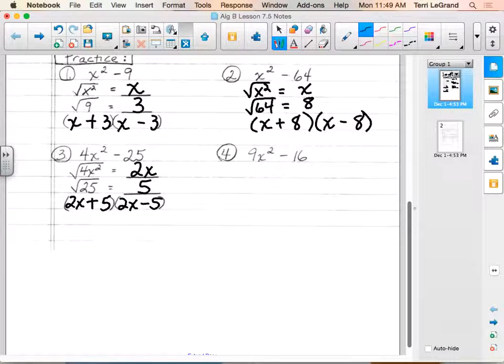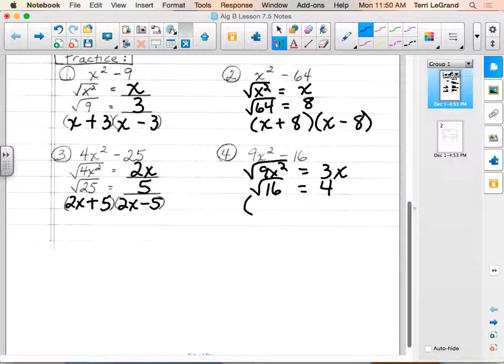Okay, how about number 4? Is that one factorable? Yes. Why? 9 and 16. Can we take the square root of 9x squared? Yeah. So we would set it up like this. We would say the square root of 9x squared is 3x. Can we take the square root of 16? Yes. And that is 4. So this one is factorable because we could find the square root of both the terms.